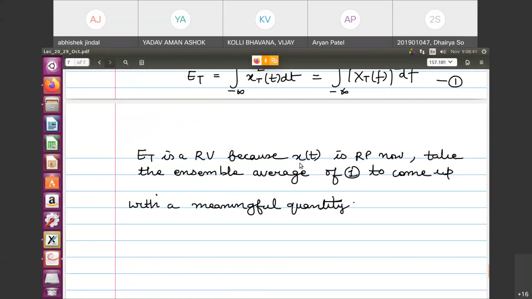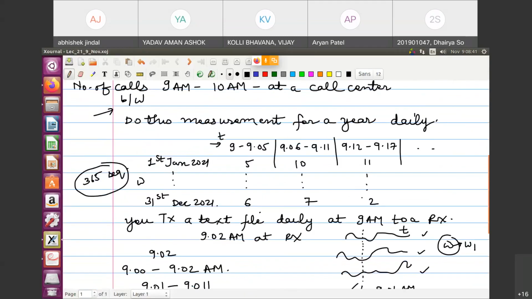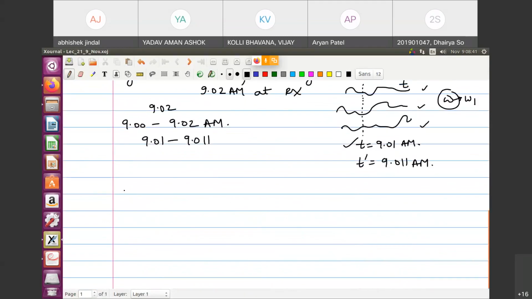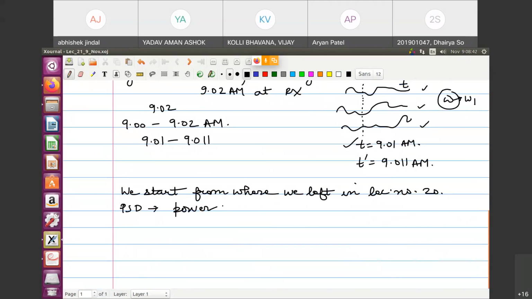Okay, now what is the meaning of power spectral density? Let me just write. So we start from where we left in lecture number 20. Okay. So PSD is nothing but power per unit frequency. That is the meaning of power spectral density.